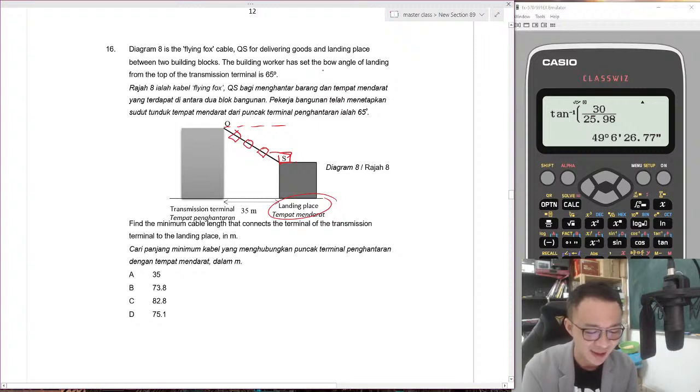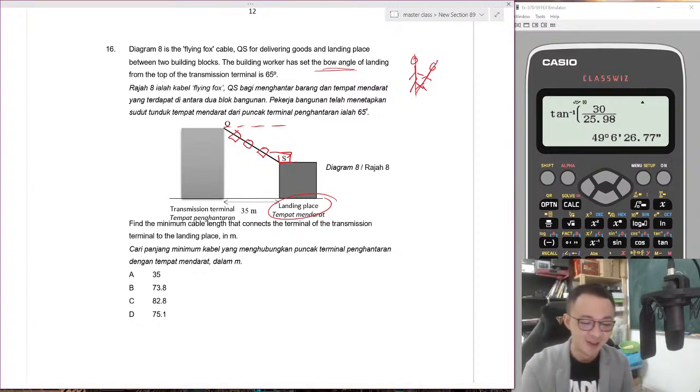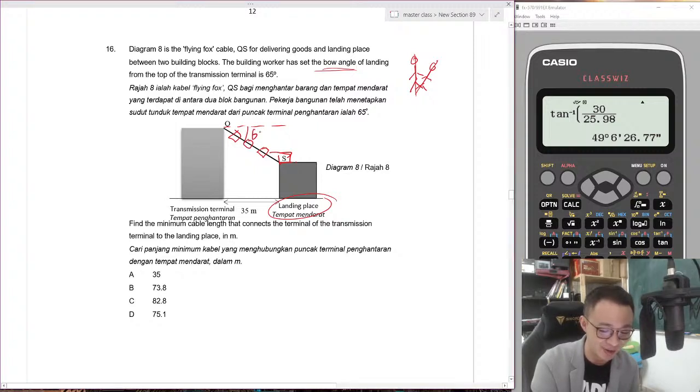So I actually Googled what is bow angle, because bow angle is normally for a human standing like this, and they check what your bow angle is. We heard that Japanese people are very polite, so their bow angle must always be 45 degrees. But anyway, in this case, I guess the bow angle they are talking about is this one, which is 65 degrees. Okay, so let me draw for you. So this one will be 65 degrees here.